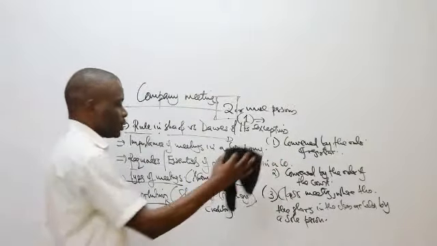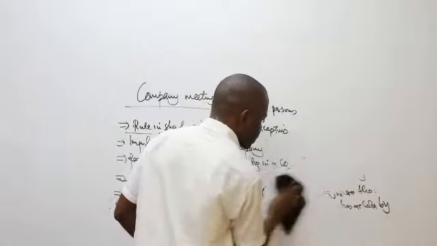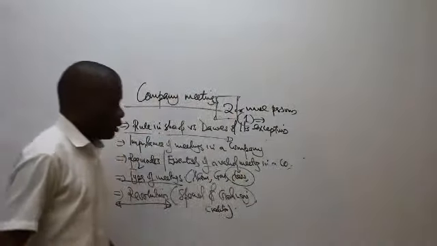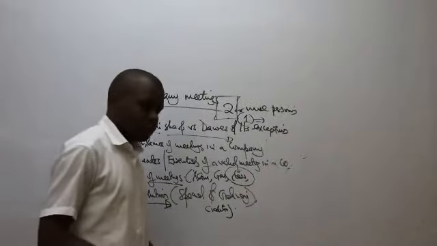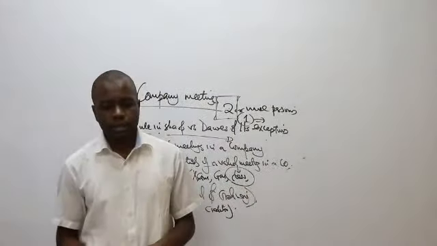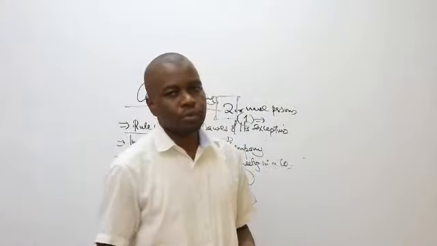So another one, which is number four, is the case of a private company. If you remember well, under the types of companies, we said that a private company's membership is 1 up to 50.